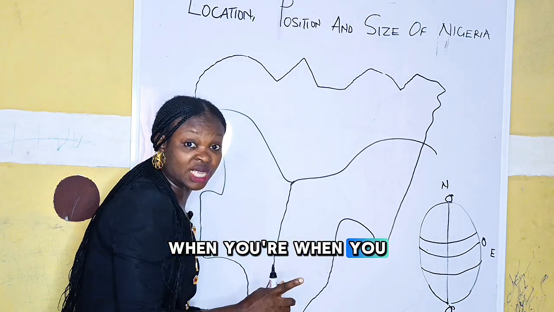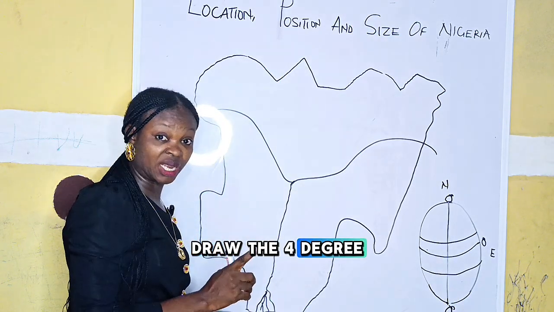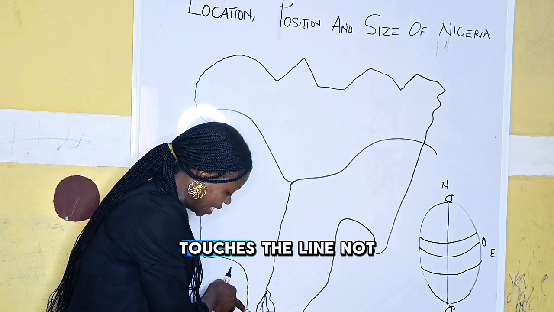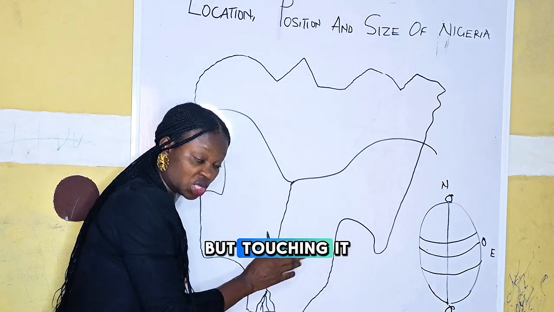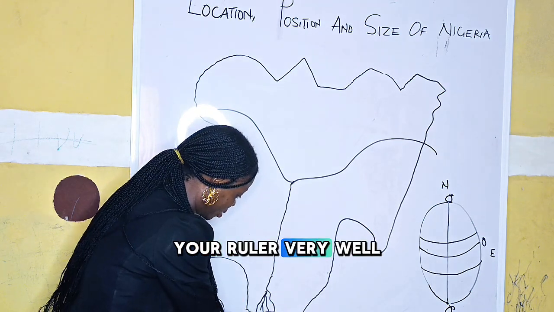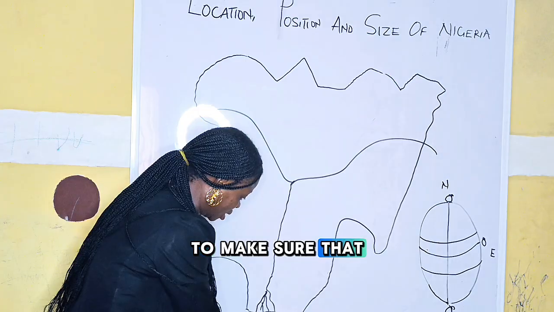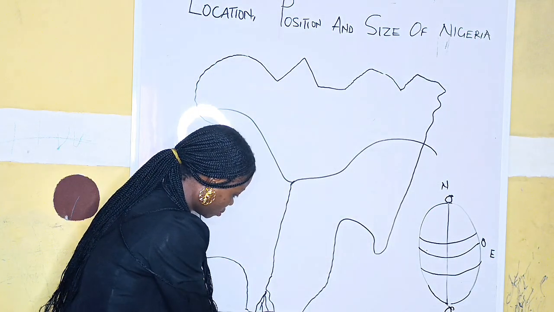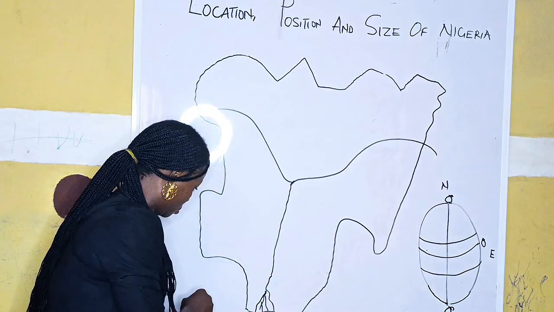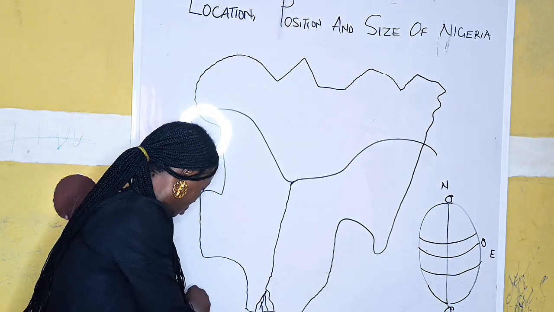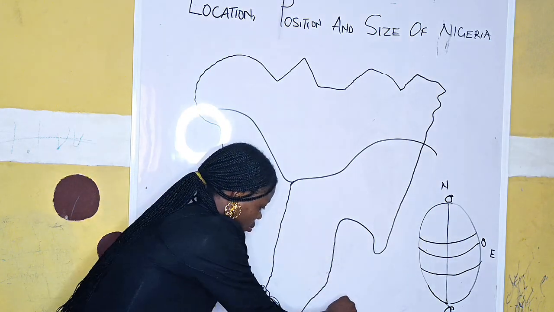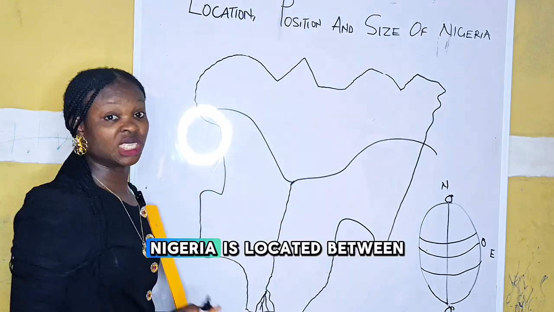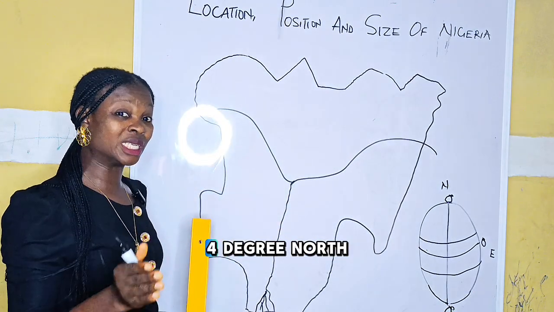When you sketch this kind of map, if you want to draw the 4 degree line, make sure that it touches the line, not crossing it, but touching it. So you have to place your ruler very well on it to make sure that it touches the base of the map, like this. Then you draw.